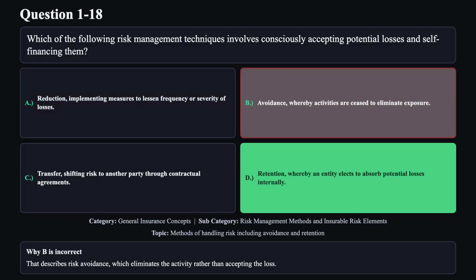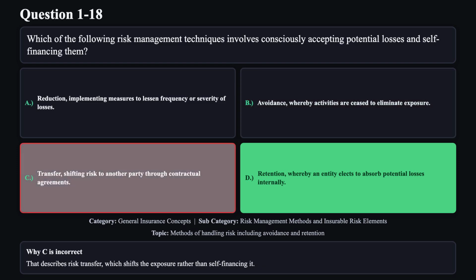Reason B is not correct. That describes risk avoidance, which eliminates the activity rather than accepting the loss. Reason C is not correct. That describes risk transfer, which shifts the exposure rather than self-financing it.